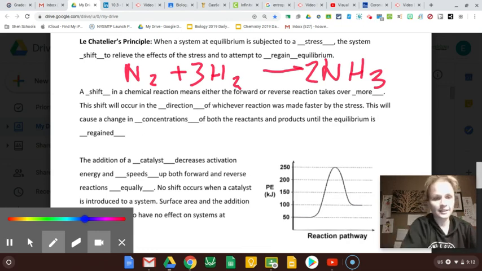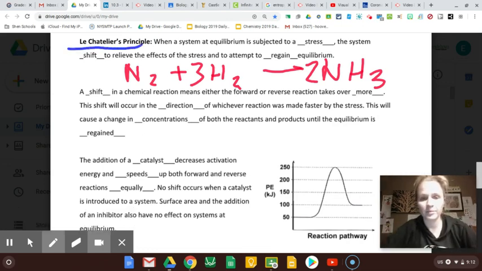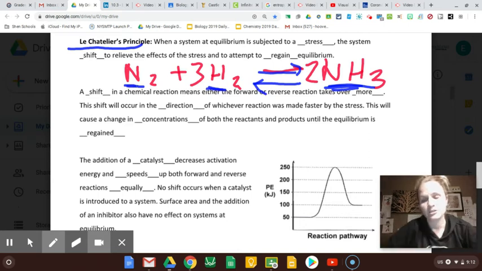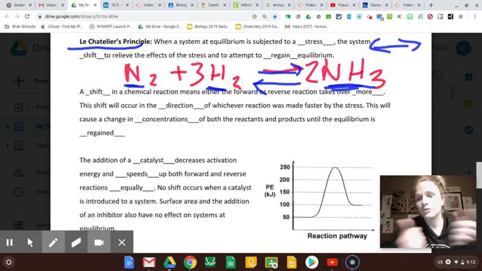Okay, Le Chatelier's principle of equilibrium. Remember, equilibrium is when N2s and H2s are getting together to make NH3 at the same rate that some of that NH3 is also going the other way to break back into H2s and N2s. So remembering that both reactions are happening at equal rates, we can draw it like this to show that both reactions are happening.